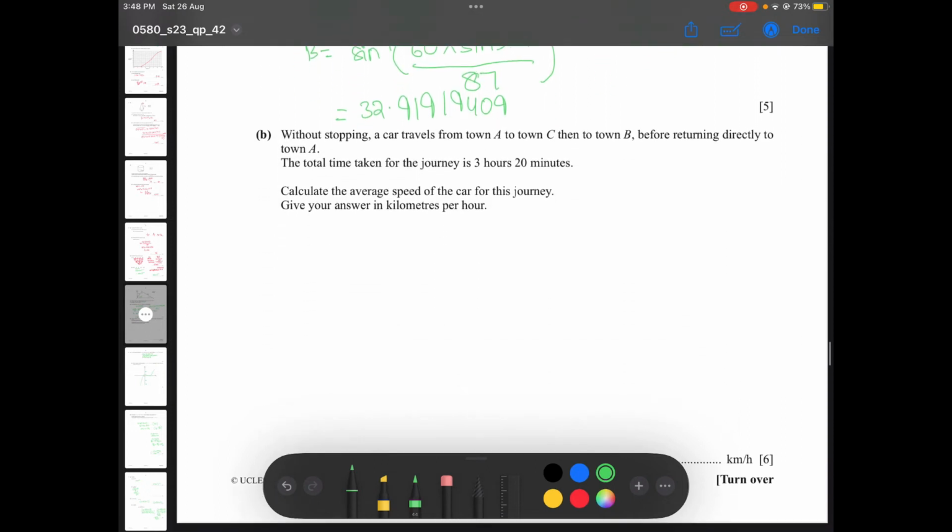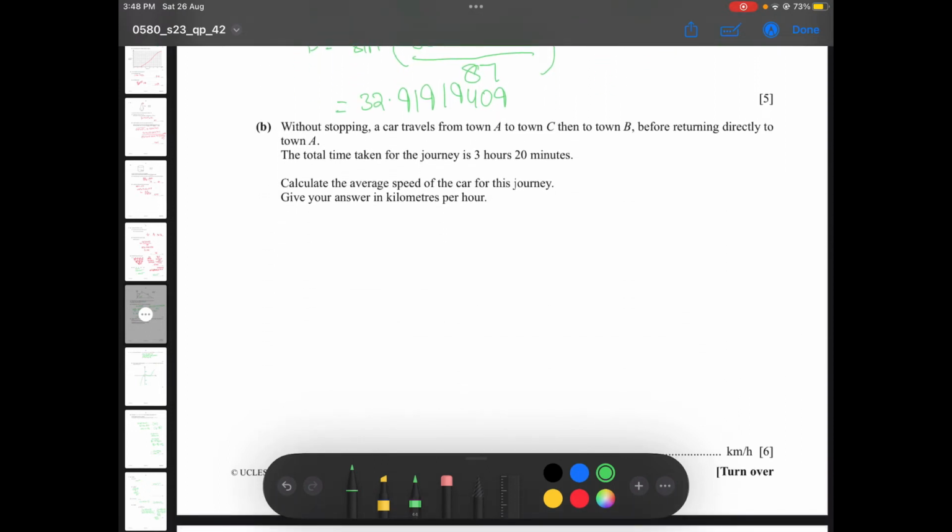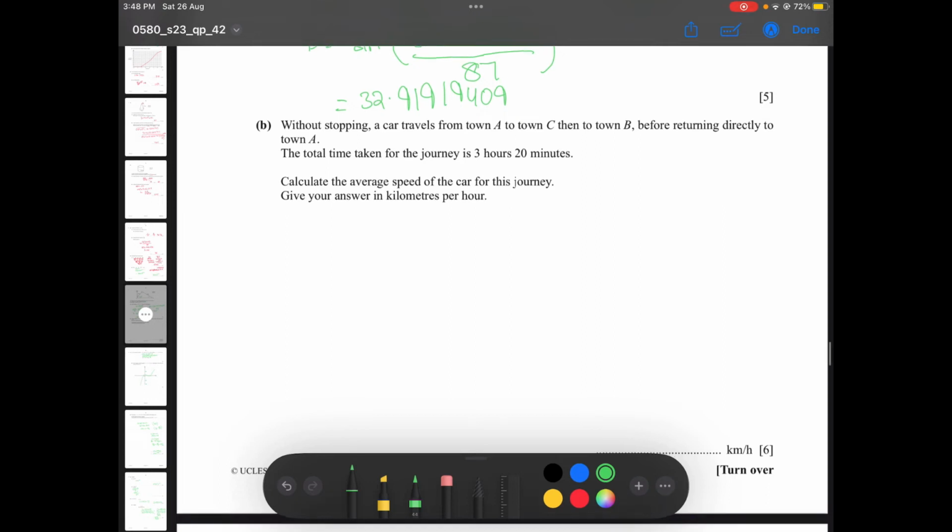Without stopping, the car travels from town A to town C and then to town B, returning directly to town A. The car first goes from A to C, then goes to B, and from B directly goes to A. The total time taken is 3 hours 20 minutes. Calculate the average speed.